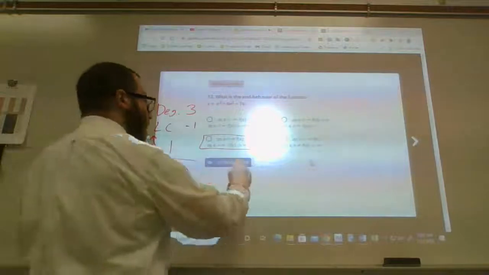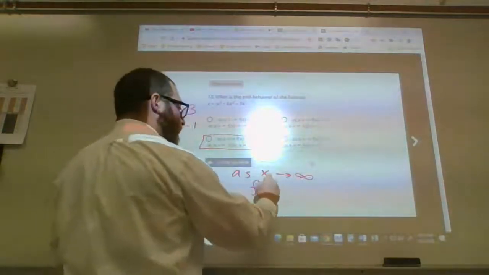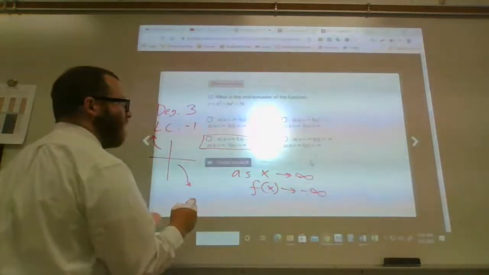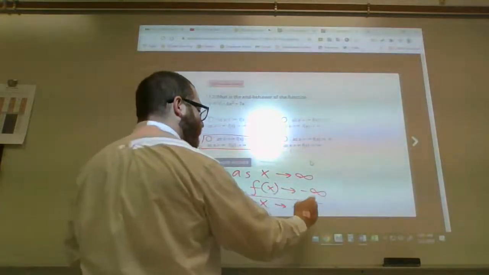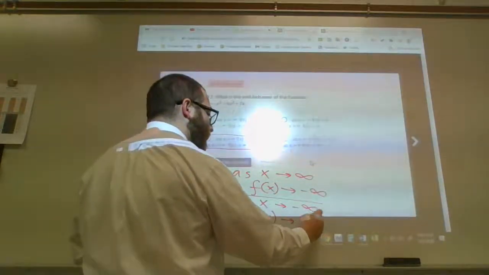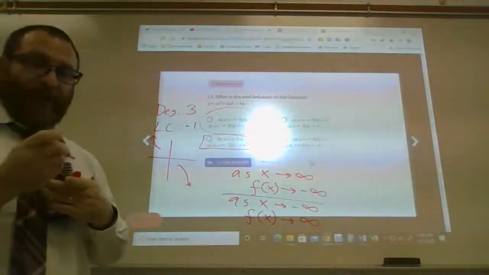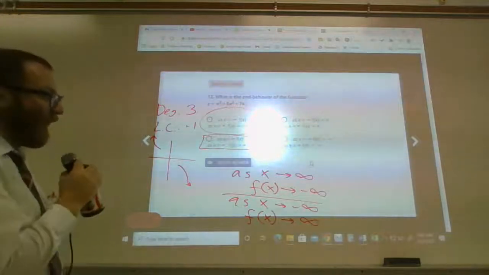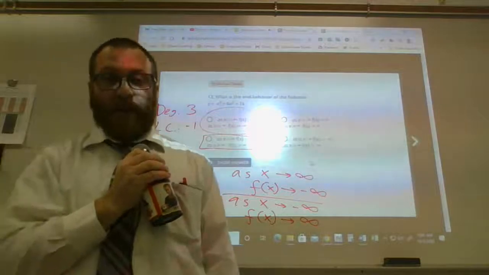Meaning, as x goes to the right, the function is headed down, and as x goes to the left, the function is going up. That's why it was actually that solution right there. And again, I know the notation is not really that easy to type out, which is why we typically write out the notation for that.